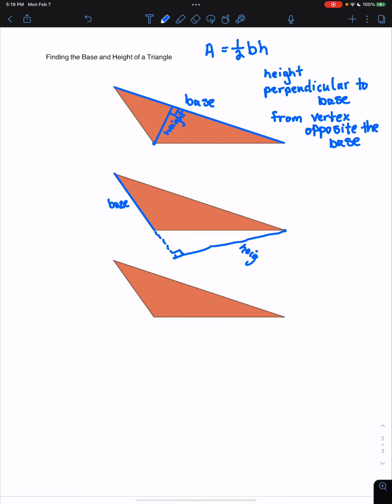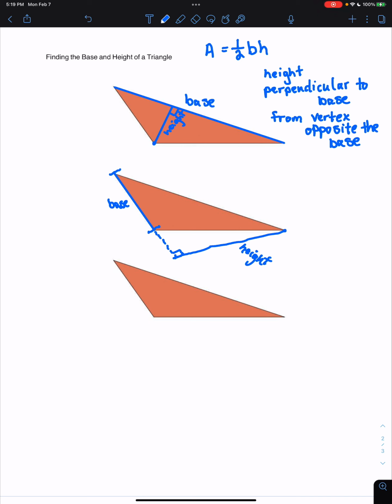I just want to reiterate that this distance is the base. It doesn't include my little dashy lines out there. That was just to help me draw a 90-degree angle from the vertex.